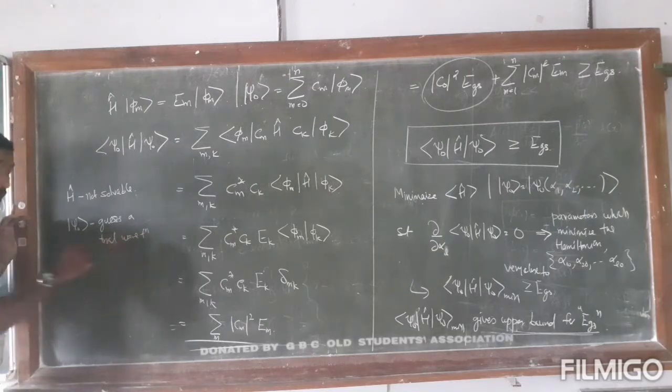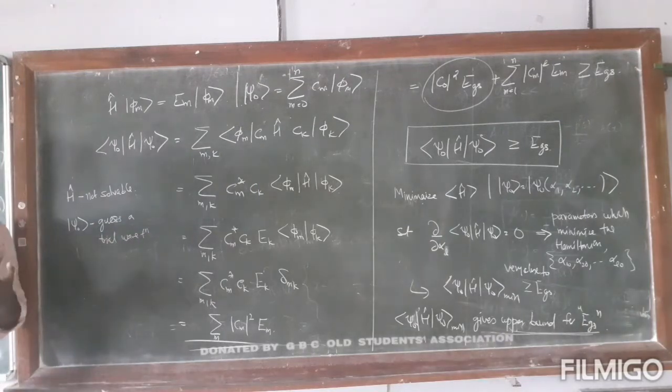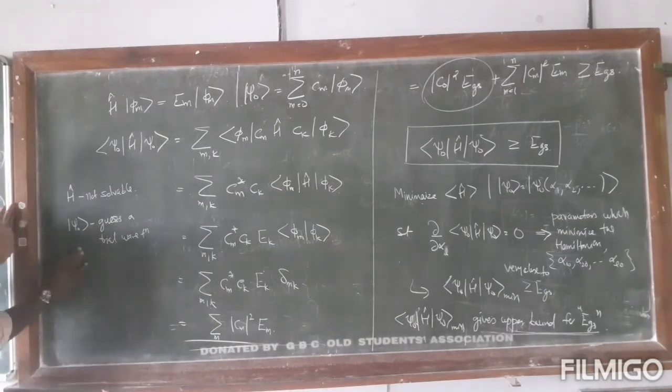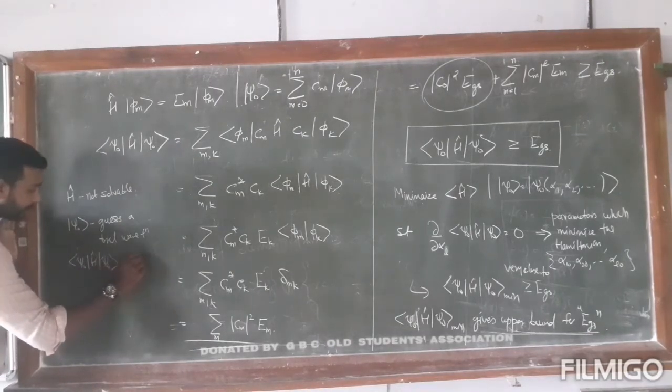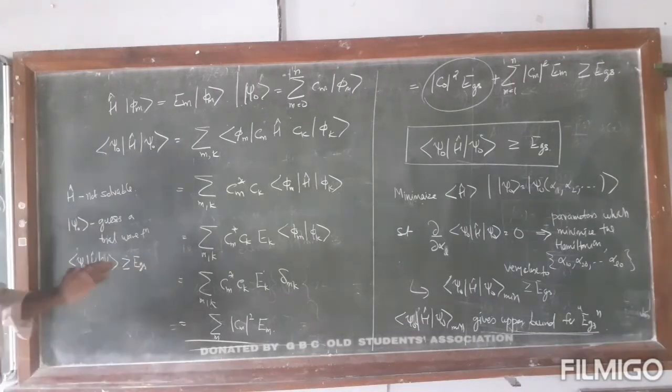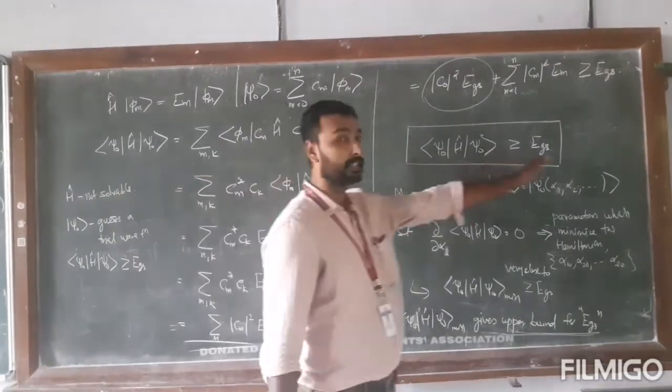So this guess would depend upon your experience. From our experience, we can guess some trial wave function. Now I can say that obviously the expectation value of the Hamiltonian in this trial wave function would be greater than or equal to the ground state energy. So straight away I can say that the expectation value in psi 0 would always be greater than or equal to E_GS, and that I have already proved. So this is a proof that I have done.